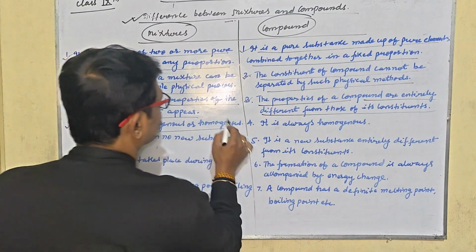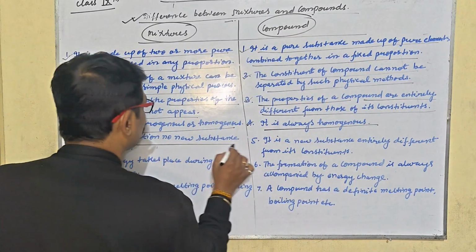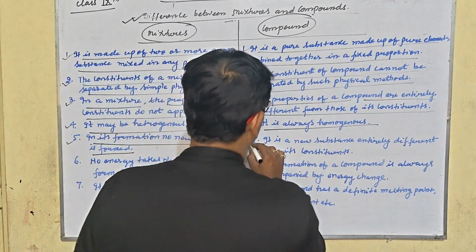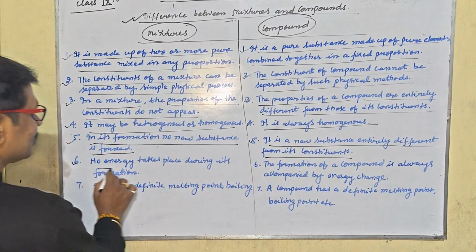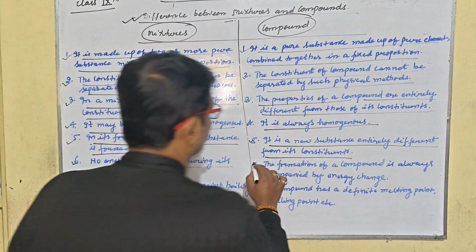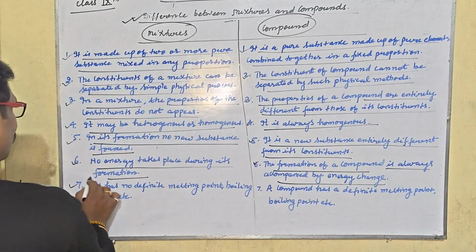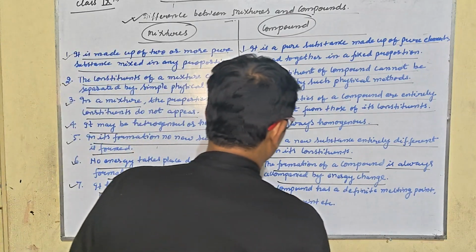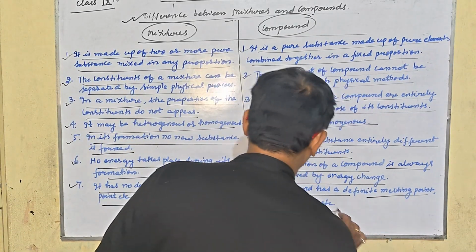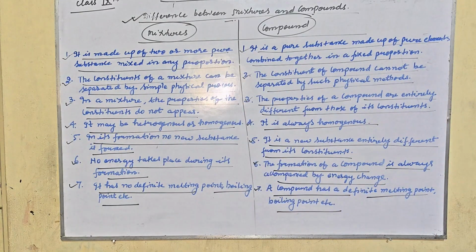A mixture may be heterogeneous or homogeneous. A compound is always homogeneous. In a mixture, no new substance is formed. In a compound, it is a new substance entirely different from its constituents. In a mixture, no energy change takes place during its formation. The formation of a compound is always accompanied by energy change. A mixture has no definite melting point, boiling point, etc. A compound has a definite melting point, boiling point, etc. So my dear friends, this is the difference between the mixture and compound. It is quite clear from the topic.